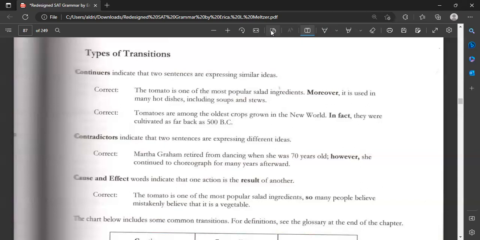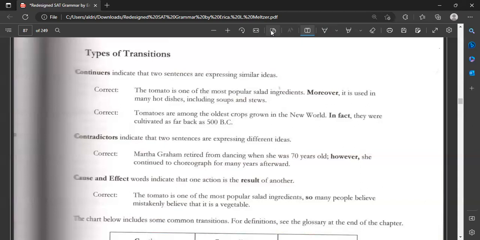But then we also have contradictors. So contradictors show a contradiction, right? So it's going to indicate that the sentences have different or opposing ideas. So continuous are expressing similar ideas, but contradictors are expressing different ideas. So for example, Martha Graham retired from dancing when she was 70 years old. However, she continued to choreograph for many years afterwards.